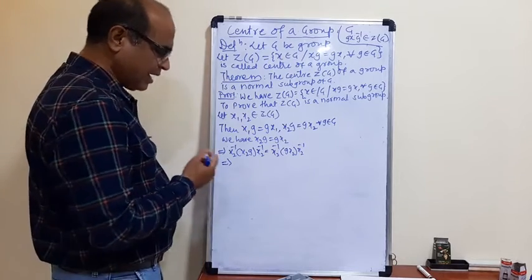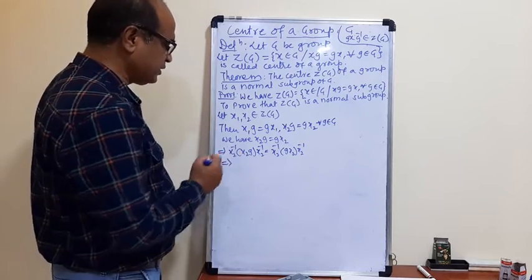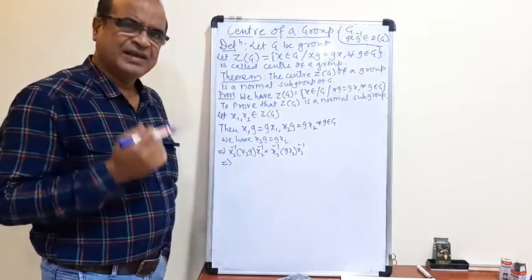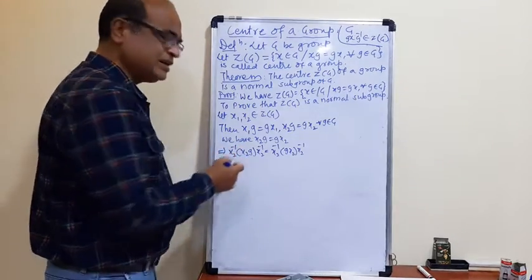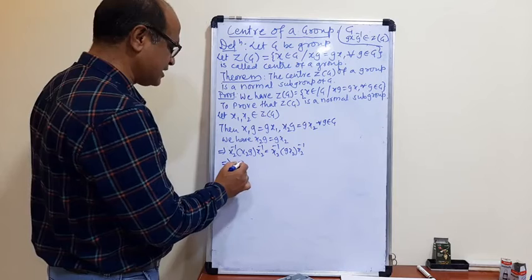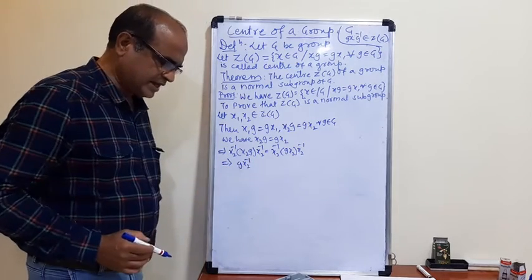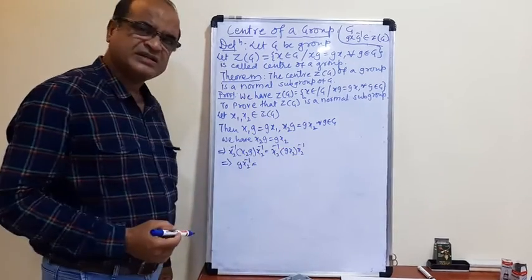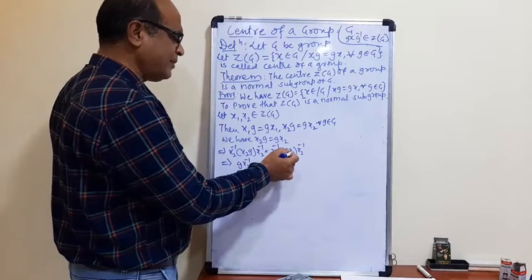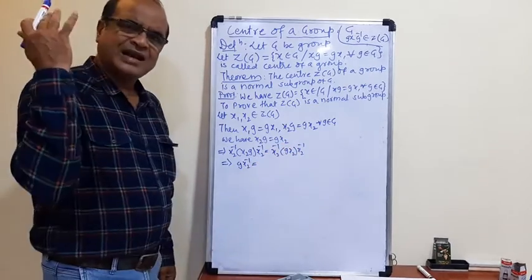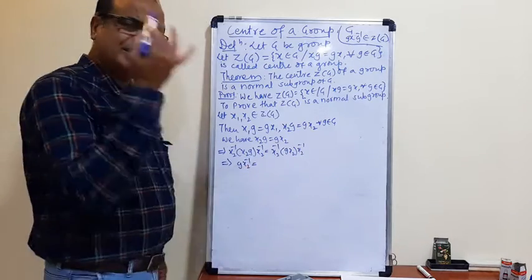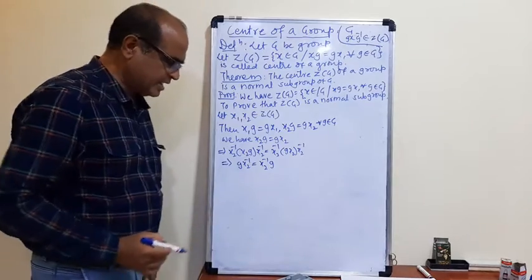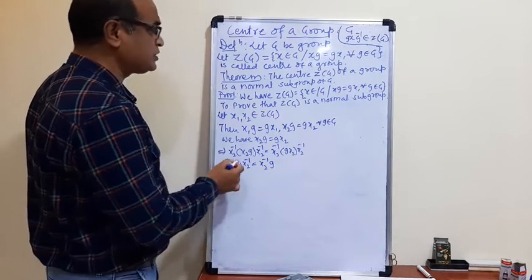So what happened here? x2 inverse into x2 is the identity element, so e times g, which is g. And on the other side, gx2 x2 inverse: x2 into its inverse is the identity element, and g into the identity element is g itself. So that gives x2 inverse g, equal to g x2 inverse. So this implies that, and this is also the definition.